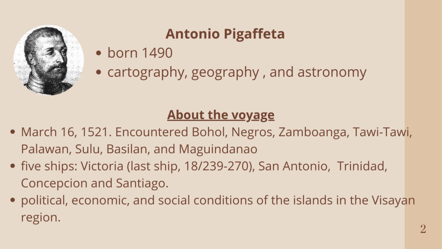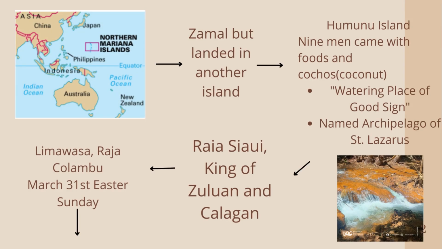So it tells about the political, economic, and social conditions of the islands in the Visayan region. Before they entered the Philippines, they first saw the Landrones or Northern Mariana Islands, but never anchored there, so they moved on. They found Samar, but landed on another island because they were afraid, since before they reached the Philippines, they were robbed by the people from Landrones, who are called Camoros.